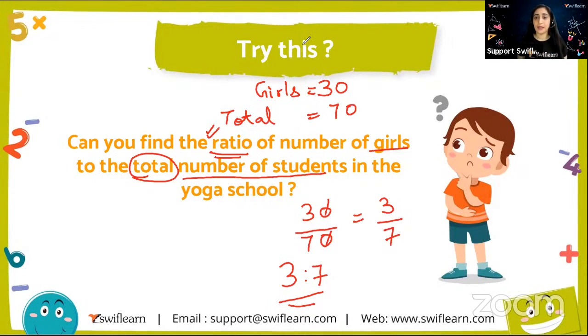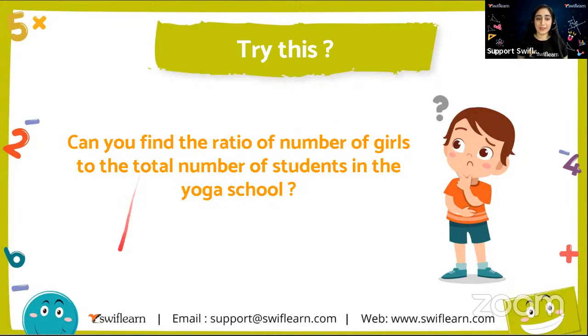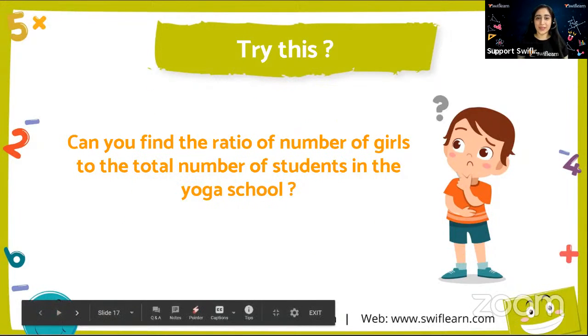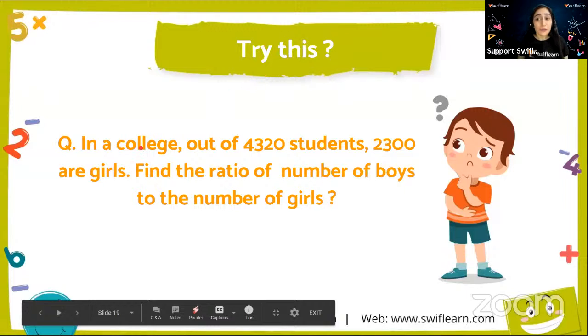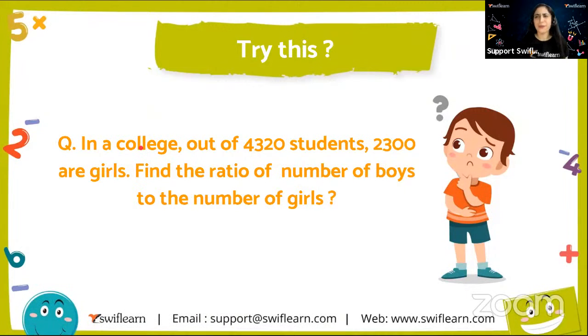Yeah. Okay, let's move to another question. The other question says, now you have to solve this also. Try it. Otherwise, I'm there to help you, right? So in a college, out of 4,320 students, 2,300 are girls. Find the ratio of number of boys to the number of girls. Wait. What's the question saying? Okay, I'll repeat the question again.